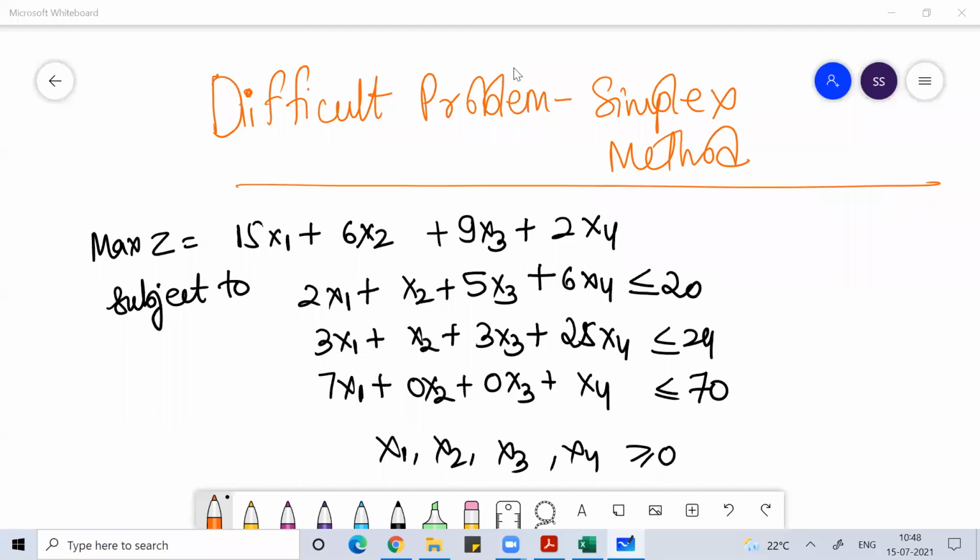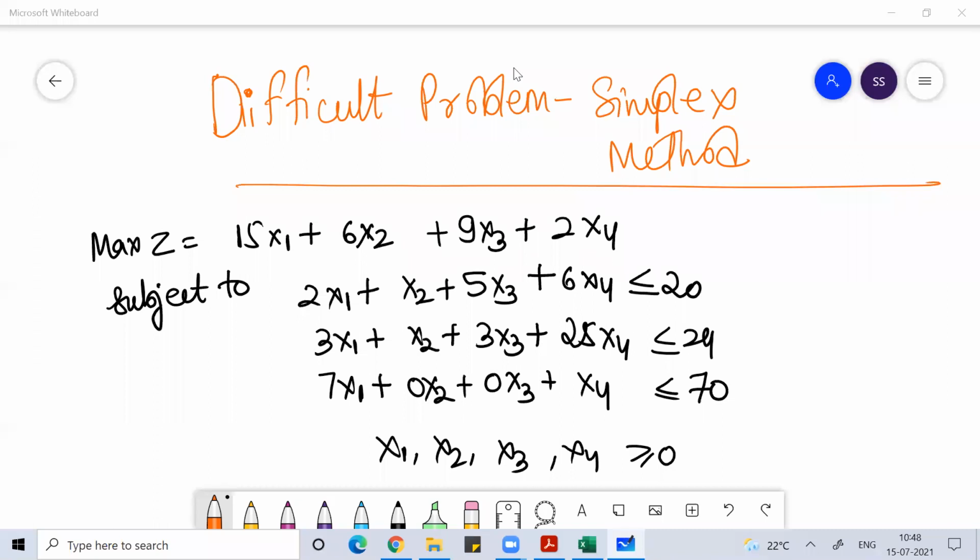So good morning, everyone. Welcome to the class on operation research, where now we are discussing better level problems on simplex method. And this is the problem which I have given in the last class for the assignment. And now we're going to discuss this problem.